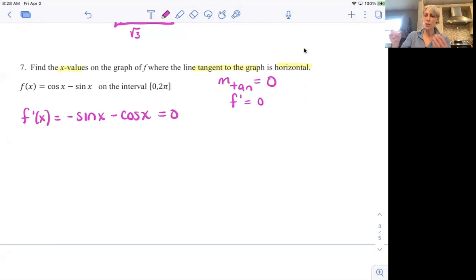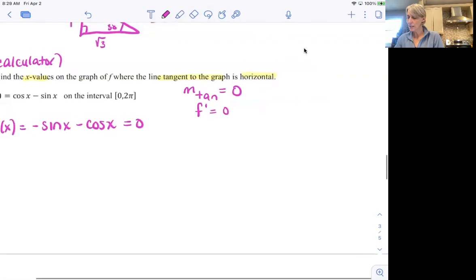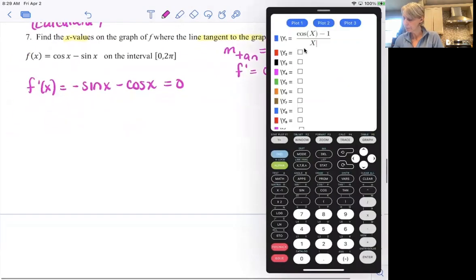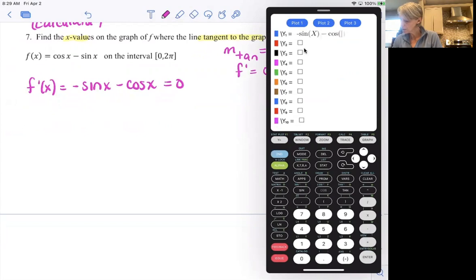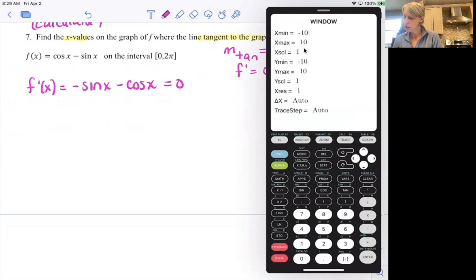Now, if I was to give this to you as a problem, I would tell you to use your calculator. This is not one of the algebraic kinds. This is going to be a calculator method. So all we have to do is plug this into our calculator, if you remember. Negative sine x minus cosine x. We're in radian mode. We're going to adjust our window to only see the interval that we want. 0, 2 pi.